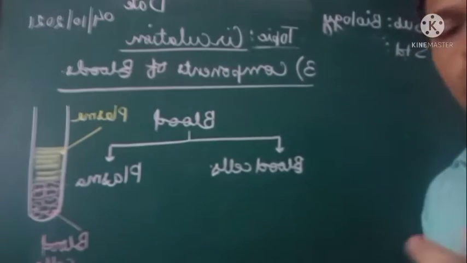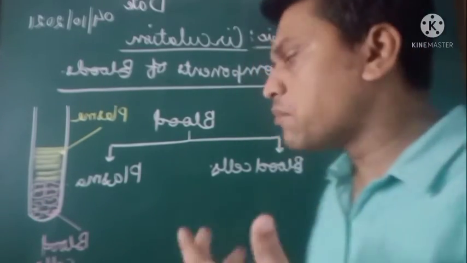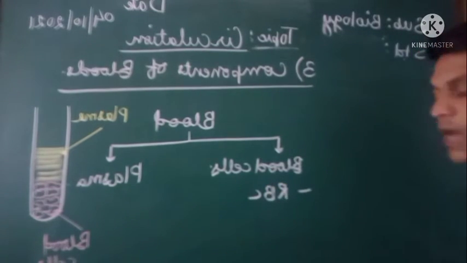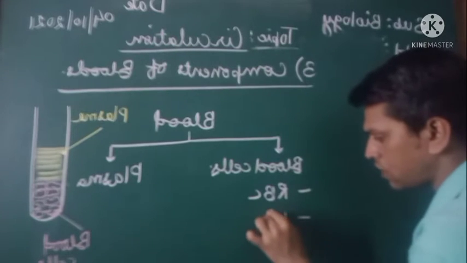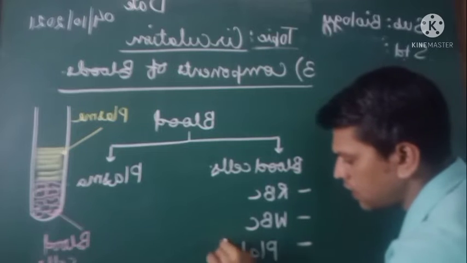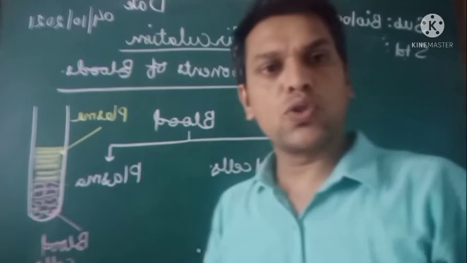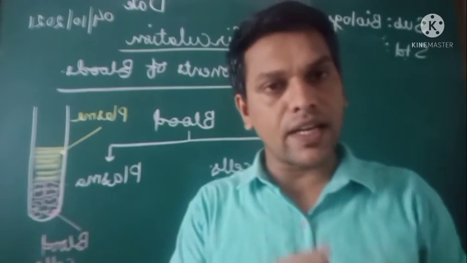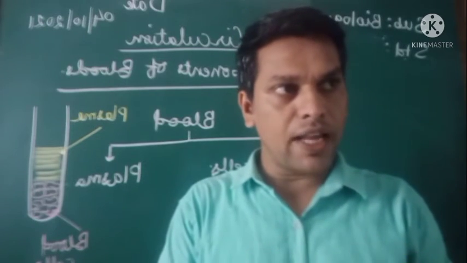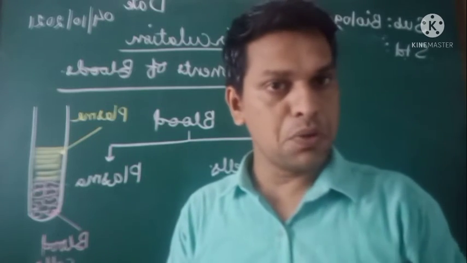Now I have tried to draw it only with red coloration because red blood cells are present inside the blood. You have WBCs also, and you have platelets also. WBCs are like soldiers of the body. They will fight against any microbe which is entering the body. They will try that the microbe should not overpower any part of the body.